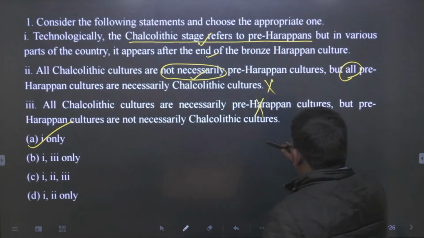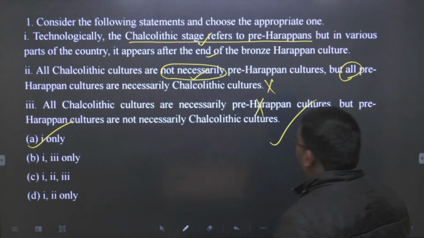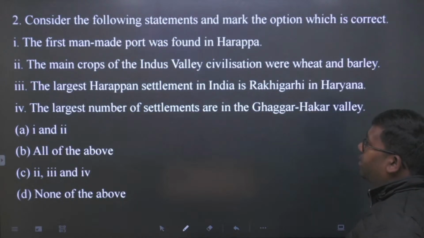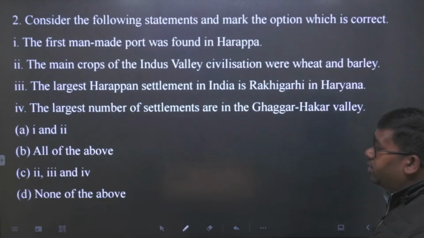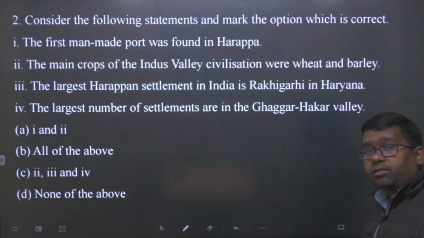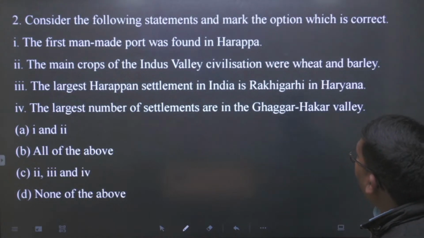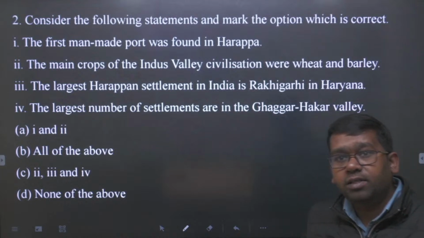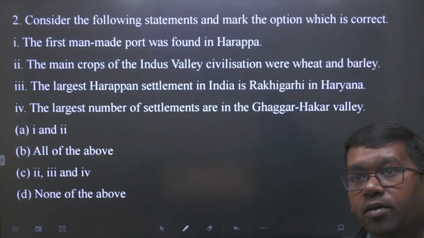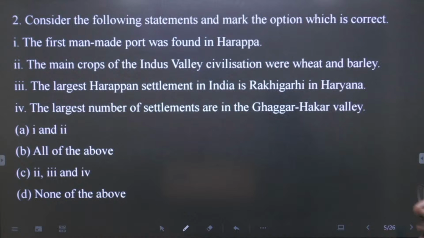A question has come in the Prelims. So let us see the different question. The question is, consider the following statements and mark the option which is correct. Okay, so let us see.